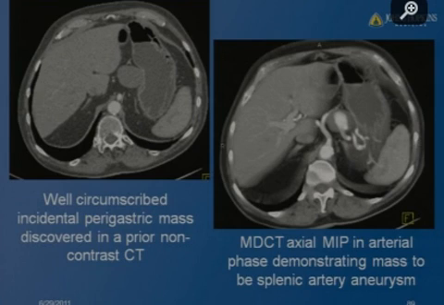Important to remember that perigastric masses need to be better evaluated with intravenous contrast. Also beware that other vascular pathologies can mimic gastric pathology. So it was an incidental perigastric mass that was discovered on a prior non-contrast CT. Good thing that the patient wasn't sent to biopsy, because after contrast enhancement it was a very large splenic artery aneurysm.